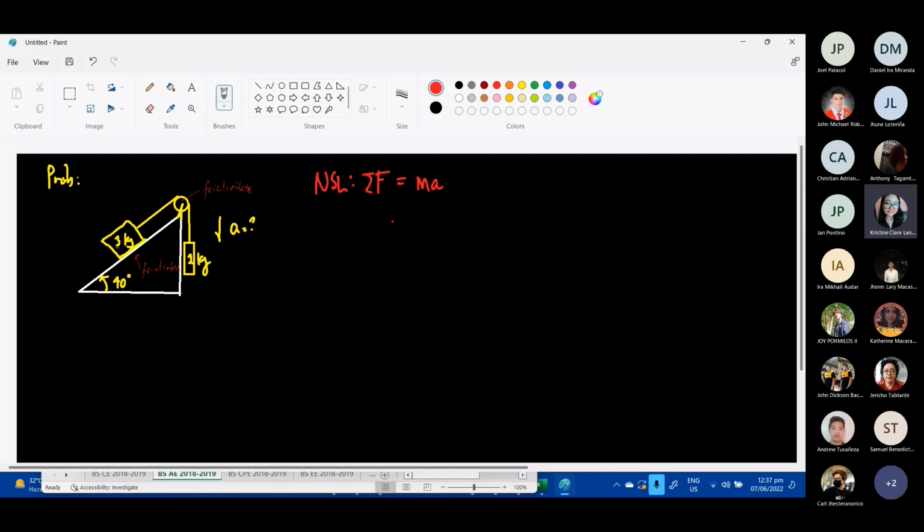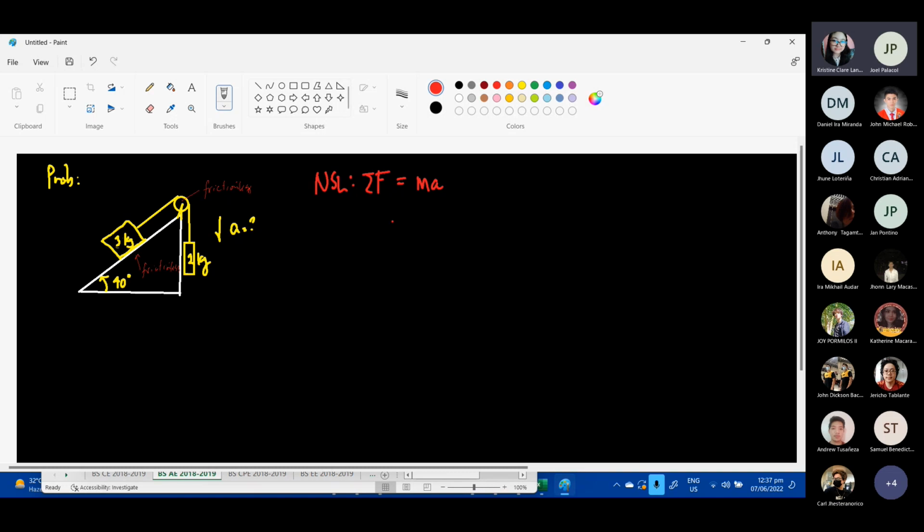Sir, ano po ulit yung value ng mga mass po natin? Come again? Medyo di ko po makita. 3 and 2 po. Sige po.